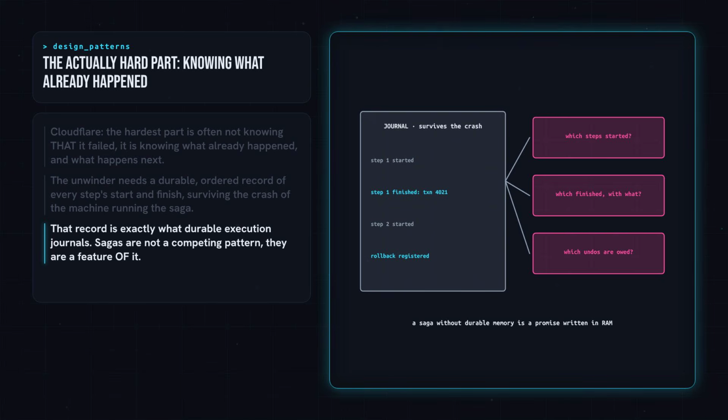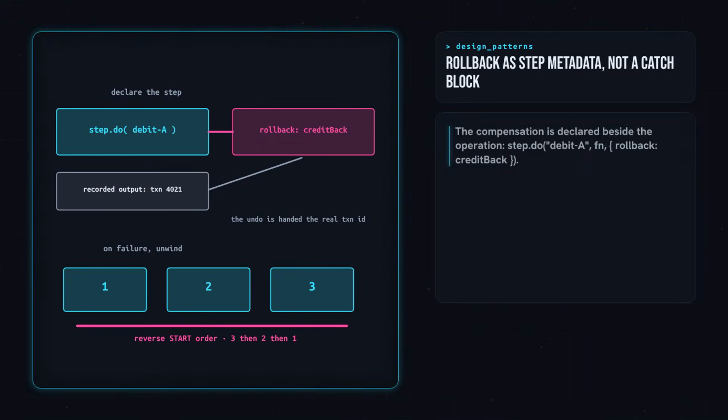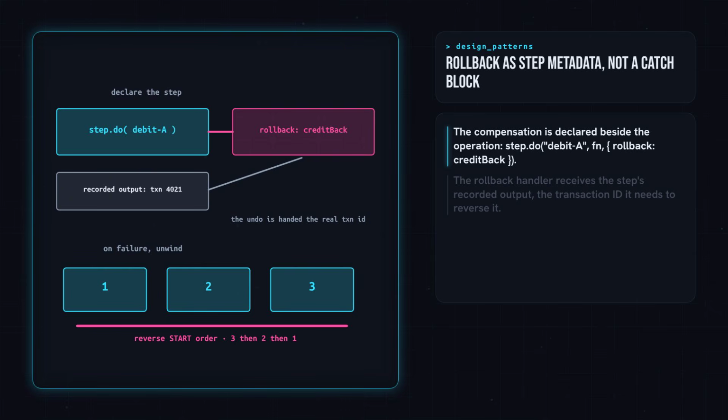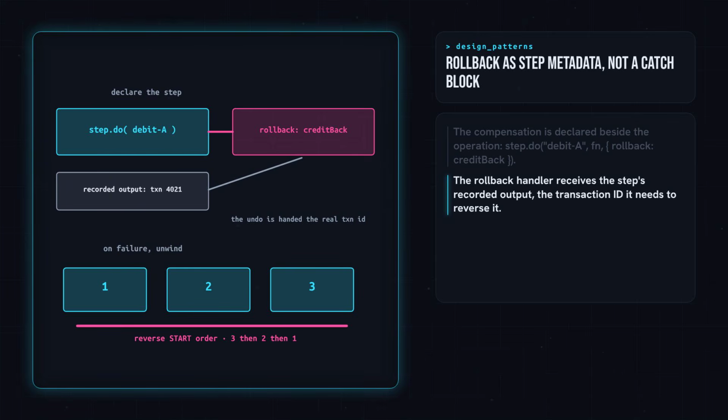What does that look like as an actual API? Cloudflare Workflows is a durable execution engine. Code as steps, each step journaled, and it gains Saga rollbacks as a primitive. The API shape is the pattern from this lecture, verbatim. When you declare a step, you attach its compensation as metadata, right there. Step.do, debit A, the function that debits, and an options object carrying rollback, an async function that credits the money back. Two details show the design was earned.